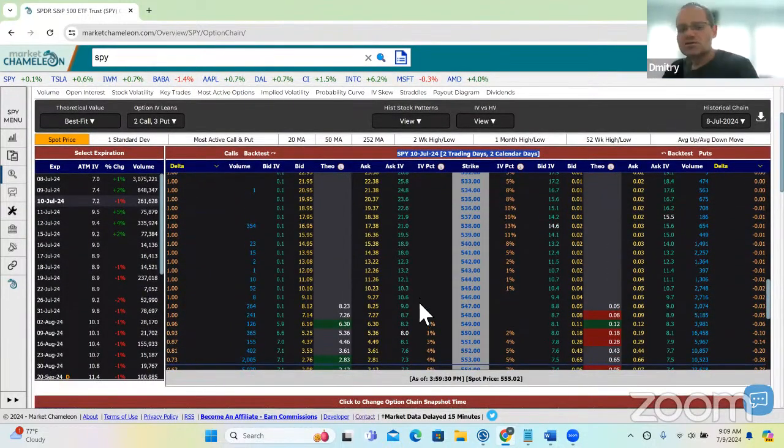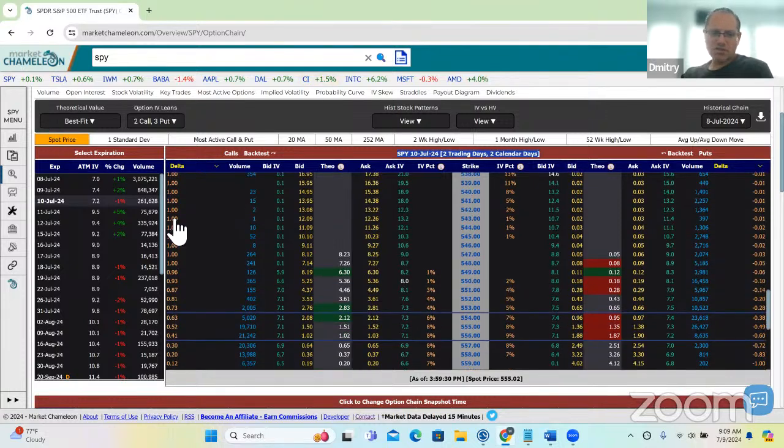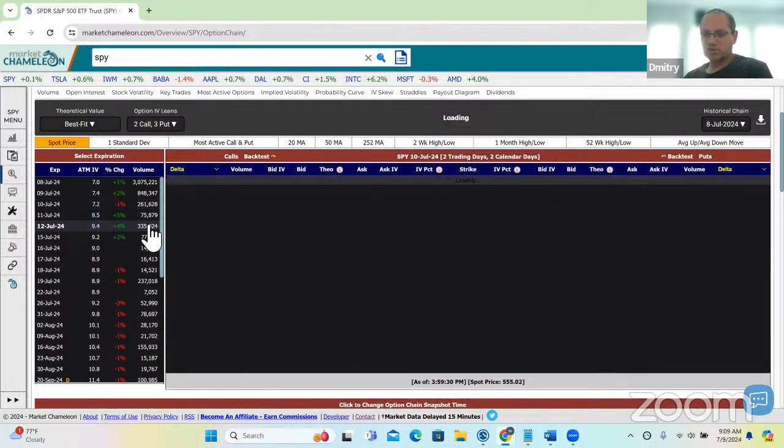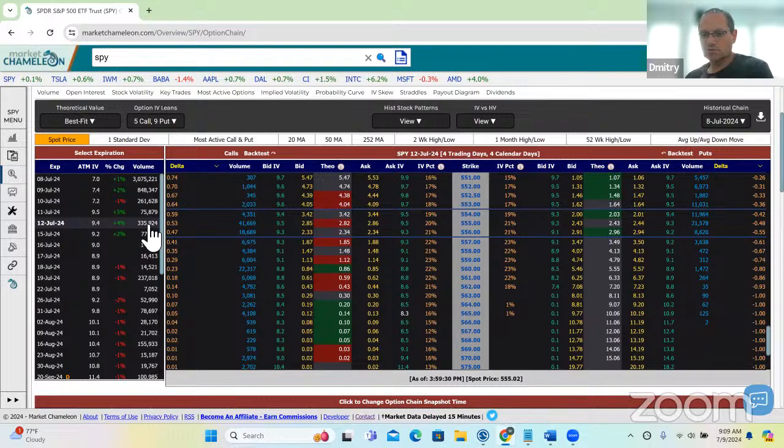Okay, so maybe let's go to July 12th. It has a little bit more options trading there, but I just want to go out a little bit further since we're setting up a credit put spread. So now we're on the July 12th expiration. You can see here, we get some information up here. There are 4 trading days left. There are 4 calendar days left. This will expire this week.